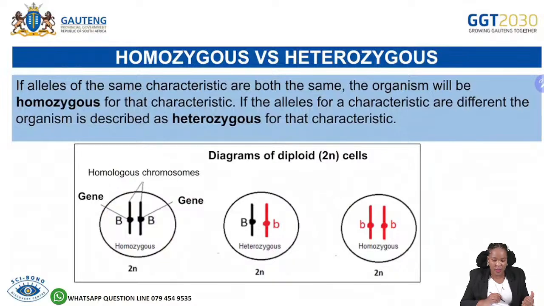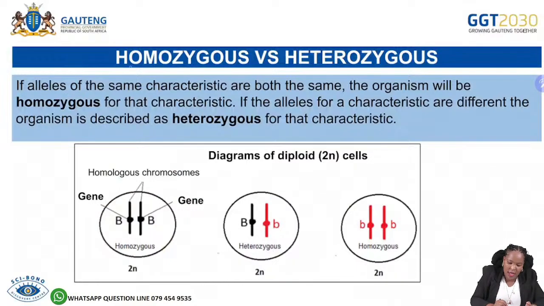Moving on to the next concept, homozygous versus heterozygous. Now these ones are new. Homo, we learn in grade 10. Homo means the same. The same. Hetero will mean different in this case. So let us take a look at homo first.